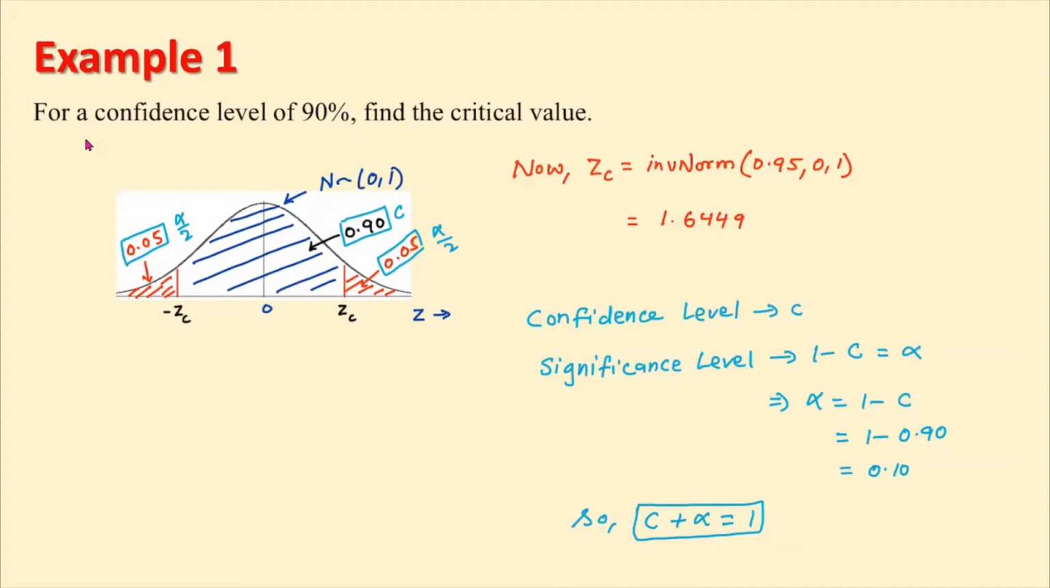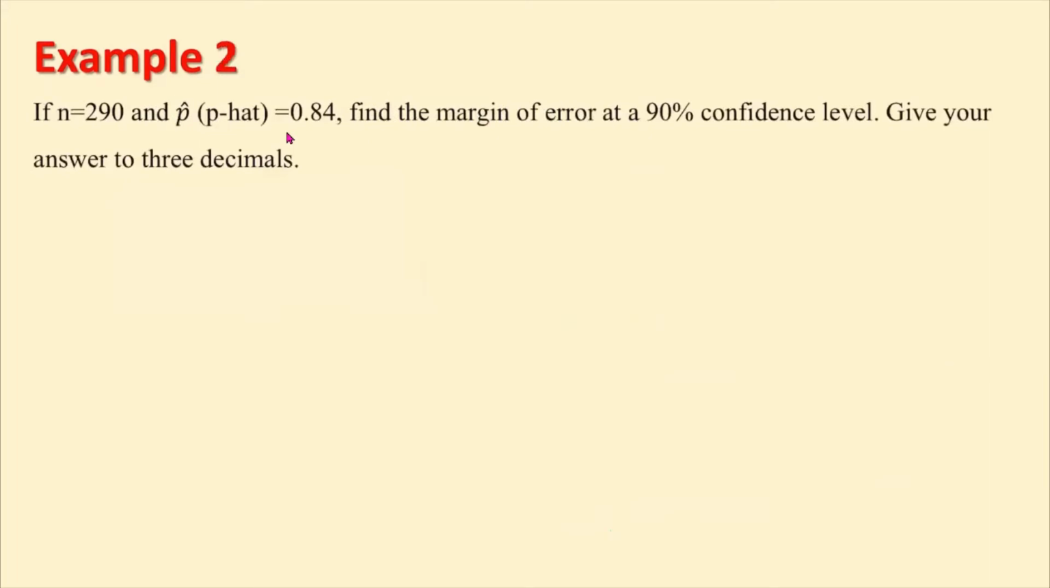Now, one more time, in this problem, we found the critical value for 90% confidence label. For 90% confidence label, the critical value is 1.6449. For the next two problems, we are going to use this critical value for the 90% confidence label. So let's move on to example 2. So here is our second example. Here, n equals 290, so that is the sample size.